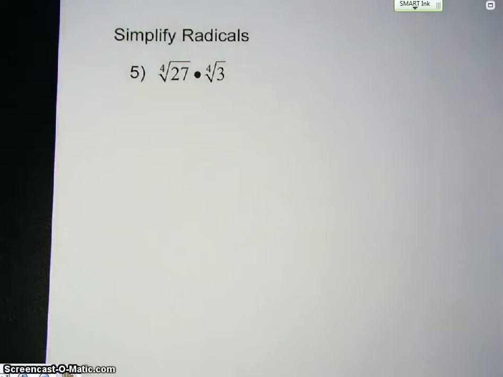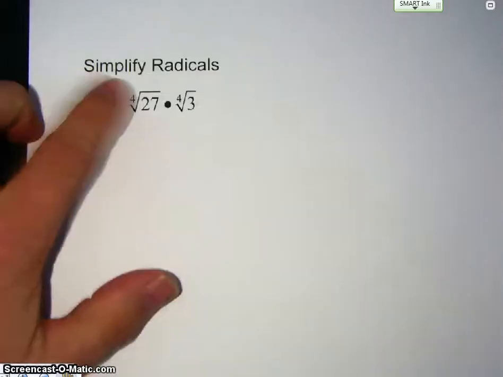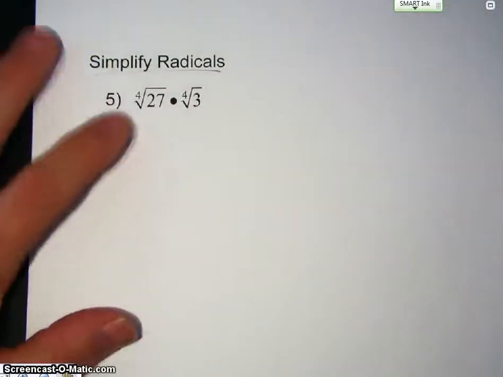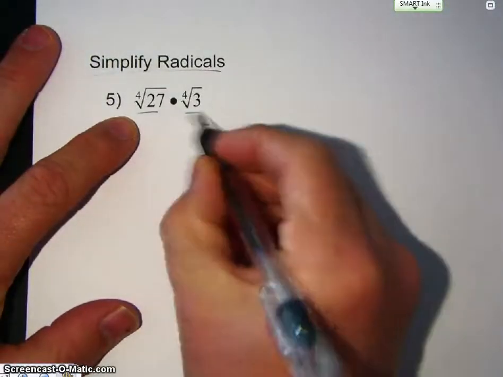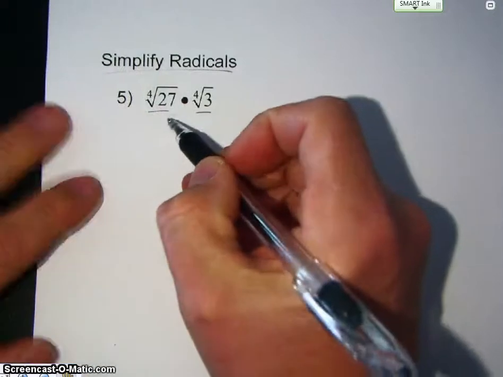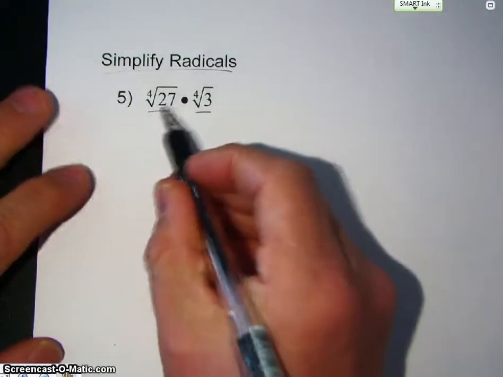Alright, in this video we are going to simplify radicals. First thing we're going to do is simplify each one whenever possible. So let's see here, 27.